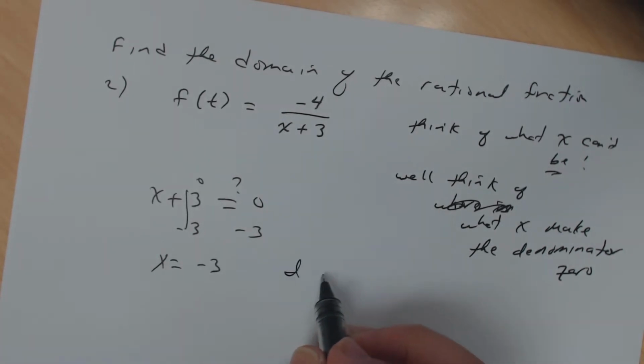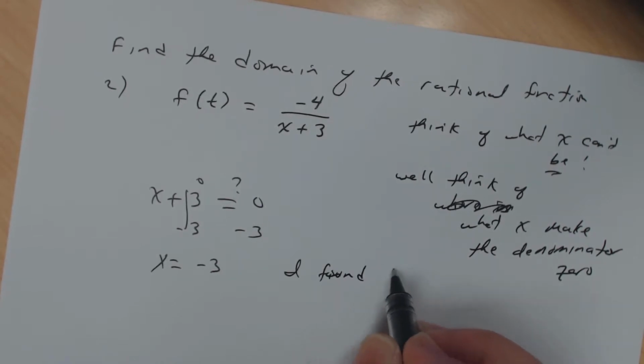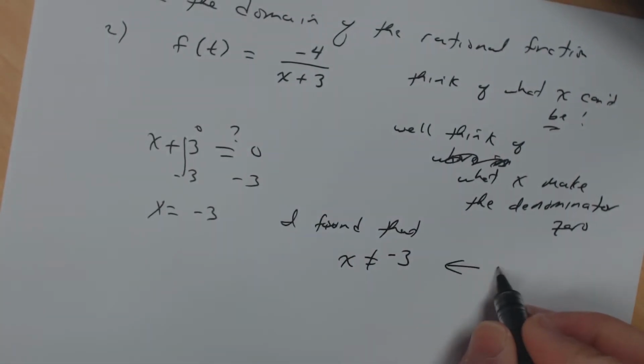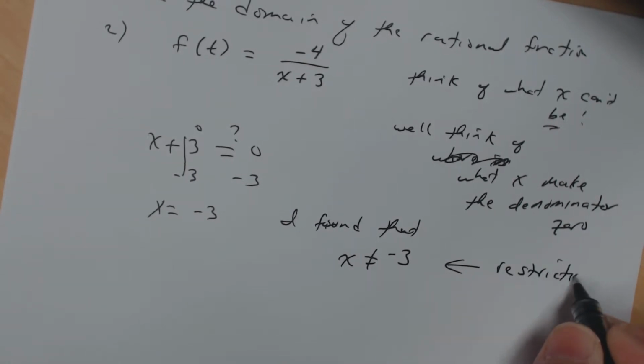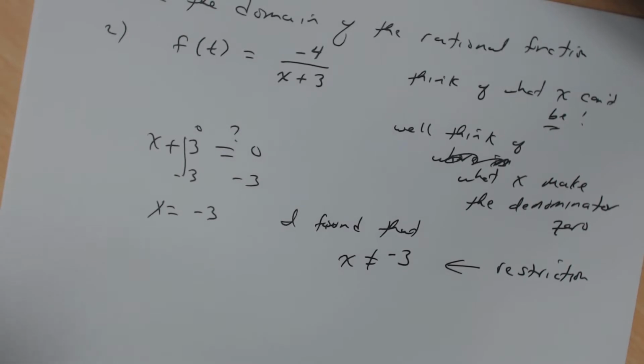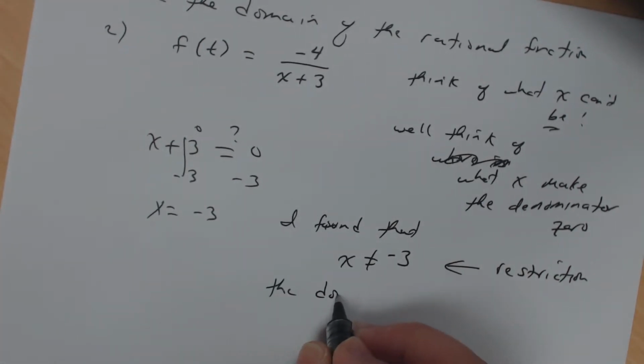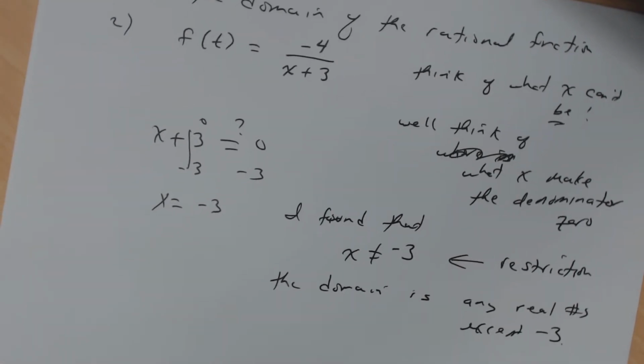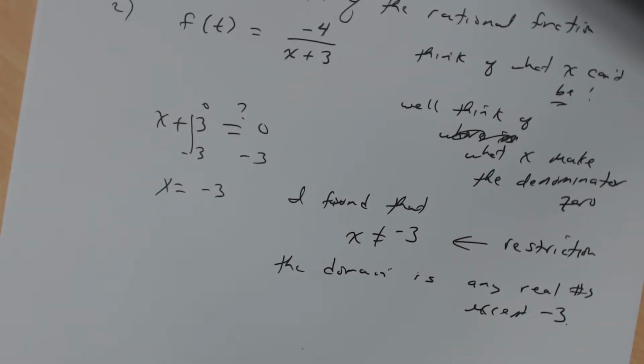All right. So what I found is that x cannot equal negative 3. That's what I found. So this is my restriction. If you want to think of it that way, that's your restriction. So my restriction is that x cannot equal negative 3. So my domain will be any number. So the domain is any real number except negative 3. That's what you found. Okay? So your domain is any real number except negative 3.